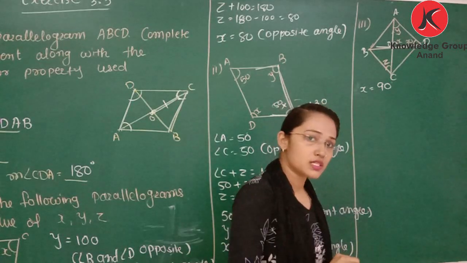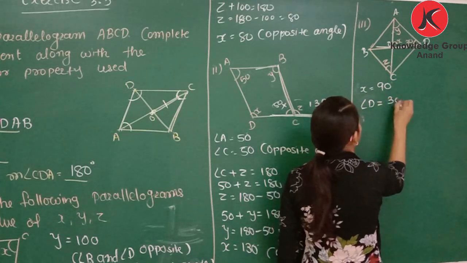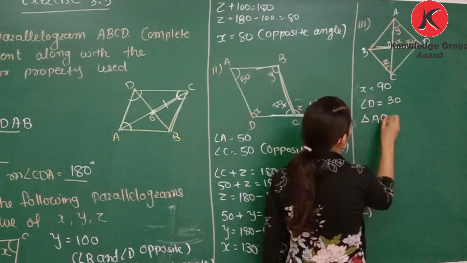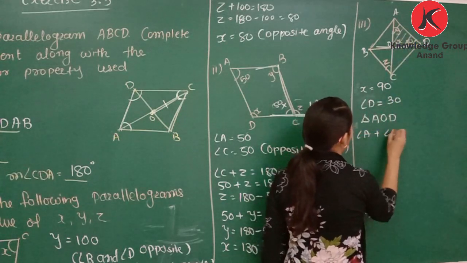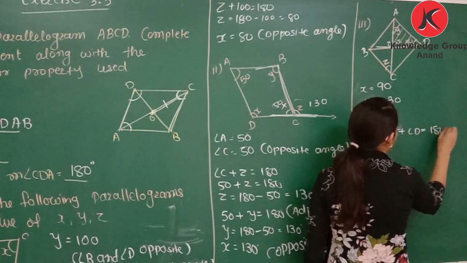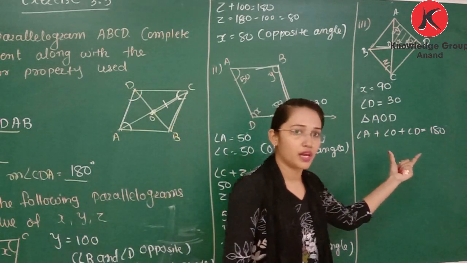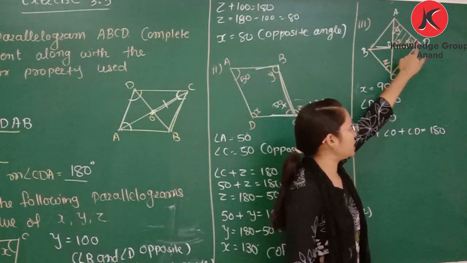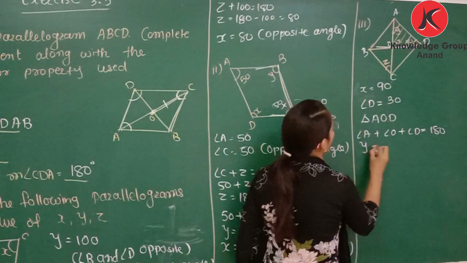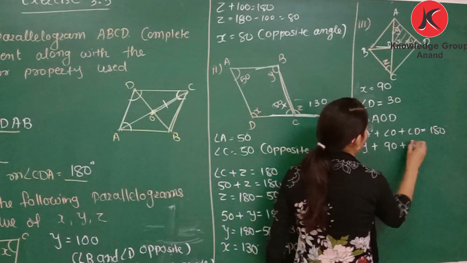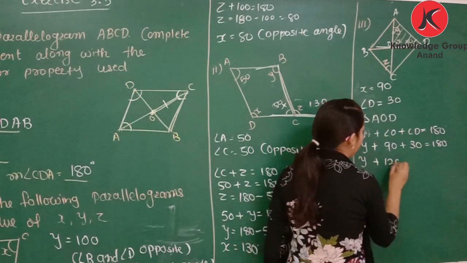So x is 90 degree, D is 30 degree. If we consider triangle AOD, angle A plus angle O plus angle D is 180, because the angle sum property of triangle is 180. So if this angle is 90 and this angle is 30, we can find y. So angle A, that is y, plus O, that is 90, plus D, that is 30, is equal to 180. Y plus 90 plus 30, 120, is equal to 180.